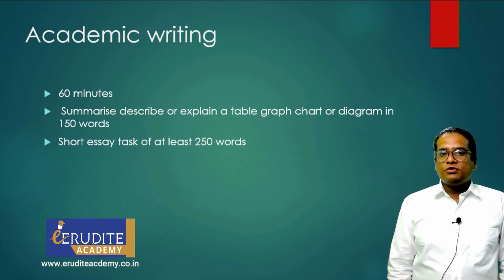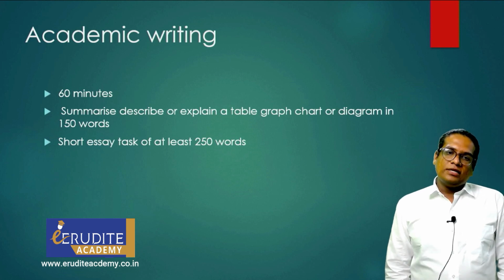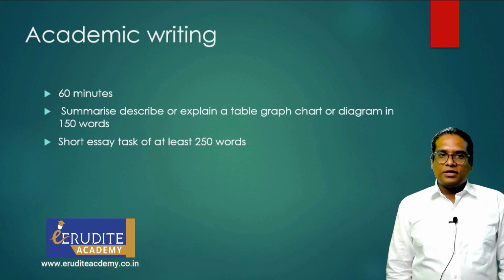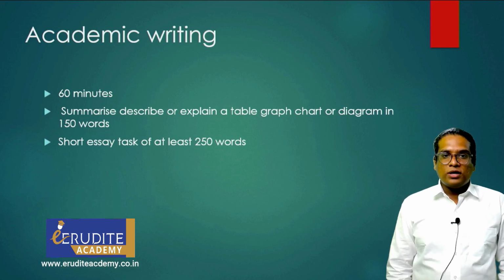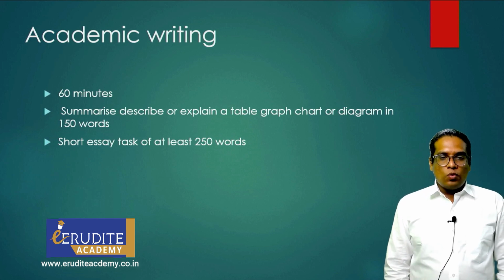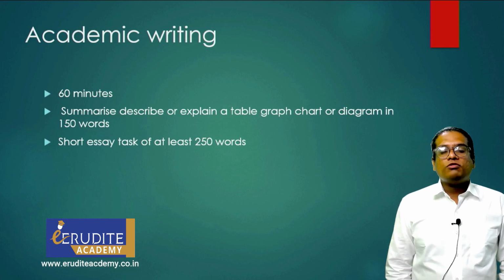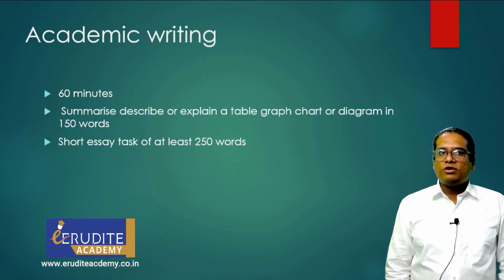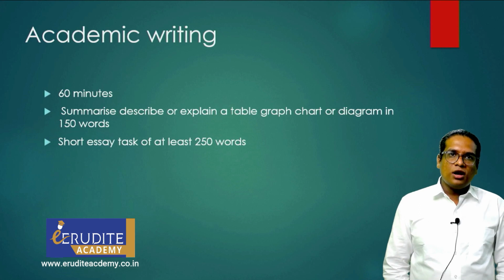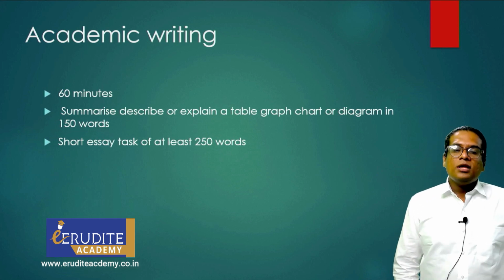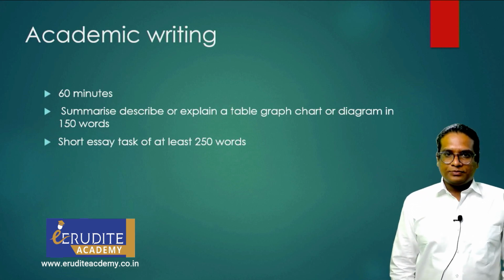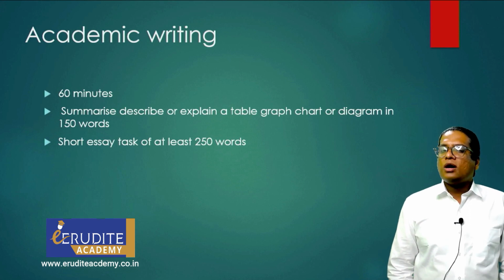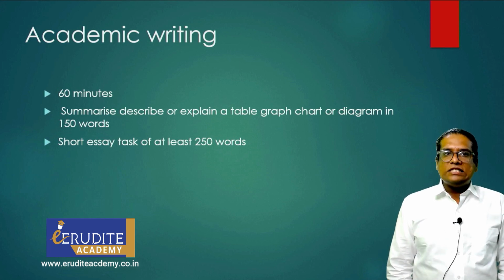The writing component is different for academic and general students. The academic writing test is 60 minutes. There are 2 tasks, task 1 and task 2. Task 1 of academic writing is 20 minutes. The candidate is expected to write at least 150 words, summarizing, describing, or explaining a table, chart, or diagram. The second task is writing a descriptive or an argumentative essay in at least 250 words.